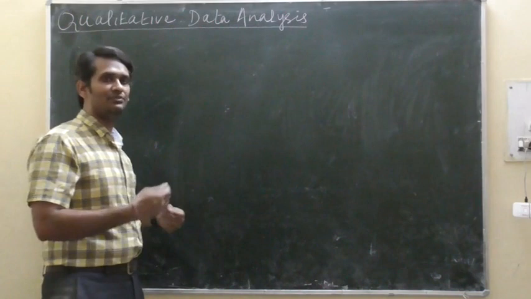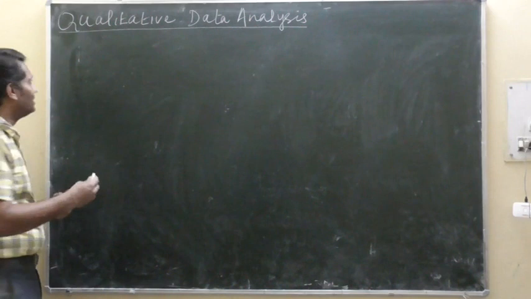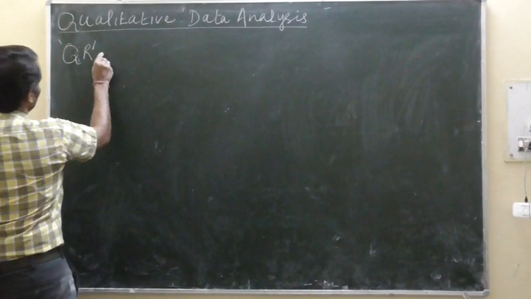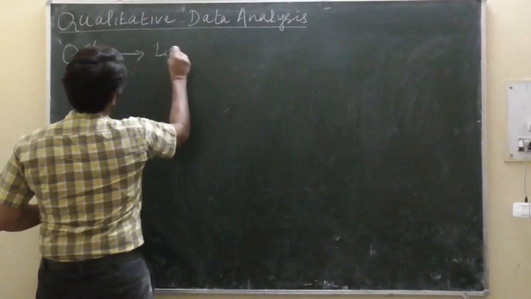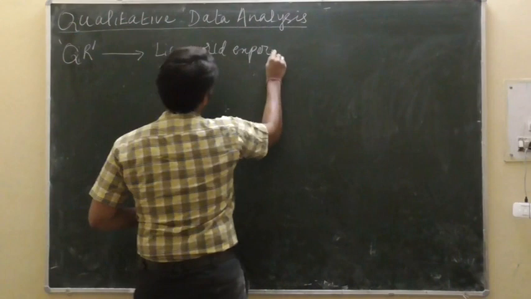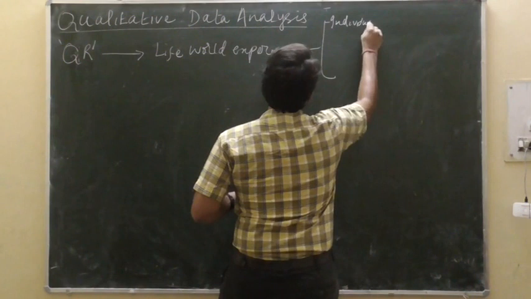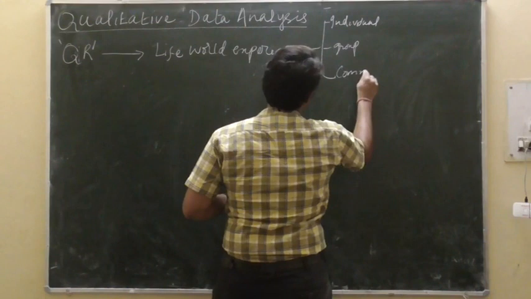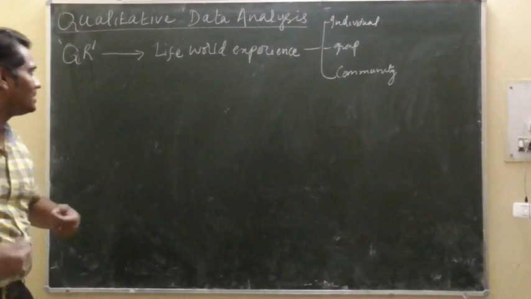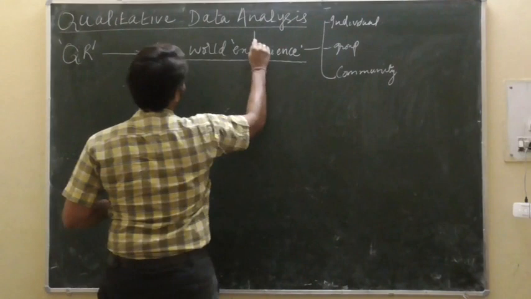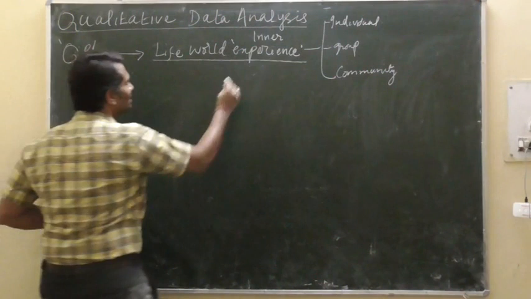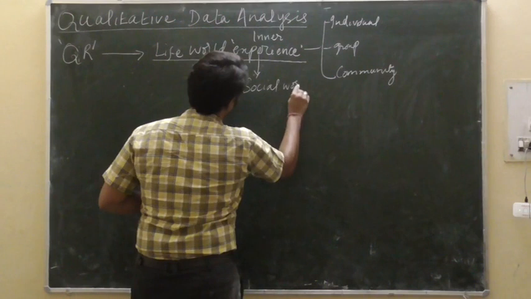The first point is that in the previous lecture I explained that the very idea of qualitative research is an attempt to understand the life world experience. This life world experience may start from the individual, to the group, to the community. So the main purpose is to understand the inner experiences. By understanding the inner experiences, we are trying to describe the social world or the reality.